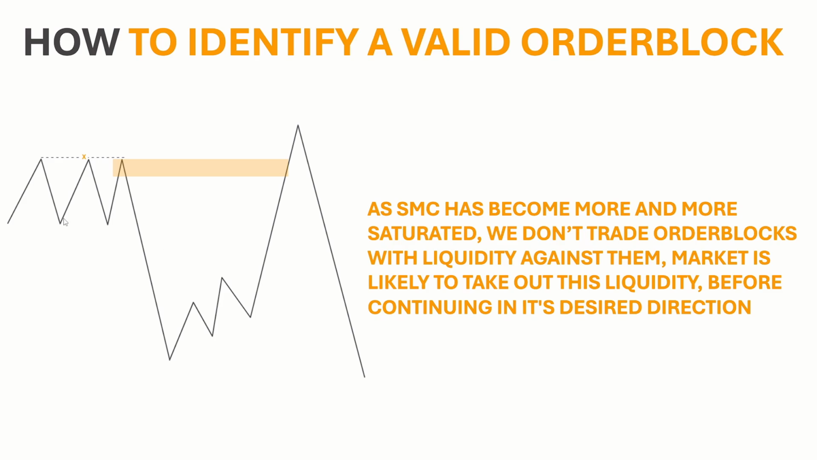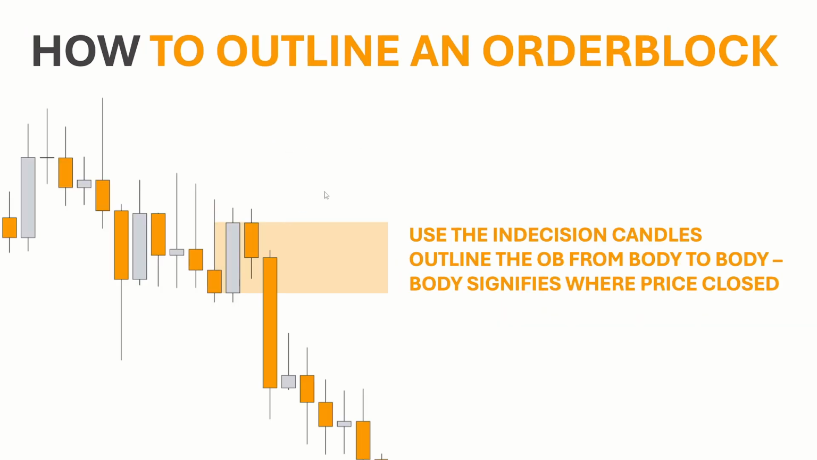For our order block to be valid, we need to take out this liquidity first. So we would want market to take out this liquidity and then drop off, creating our order block up here once the liquidity has been taken out. As you can see, market is most likely to not respect this order block. And with that in mind, let's move on to how to outline an order block.